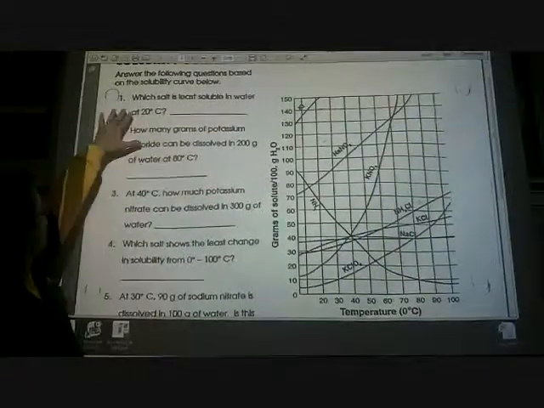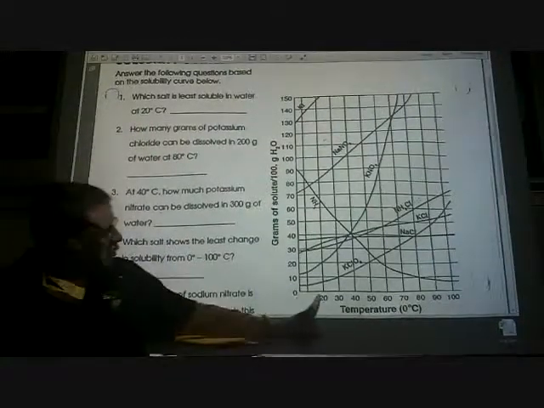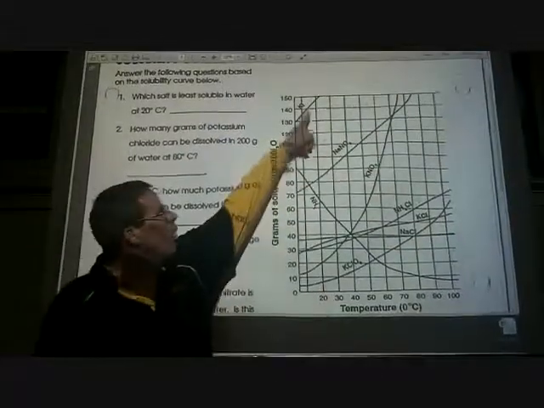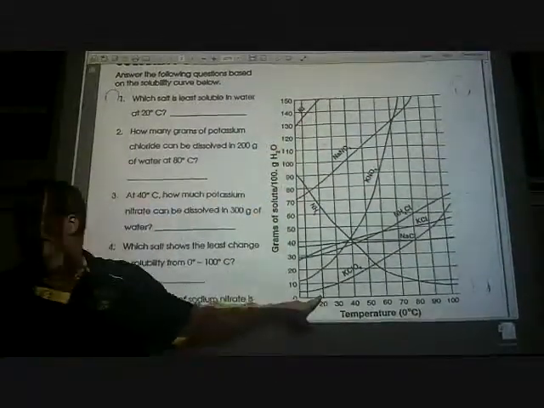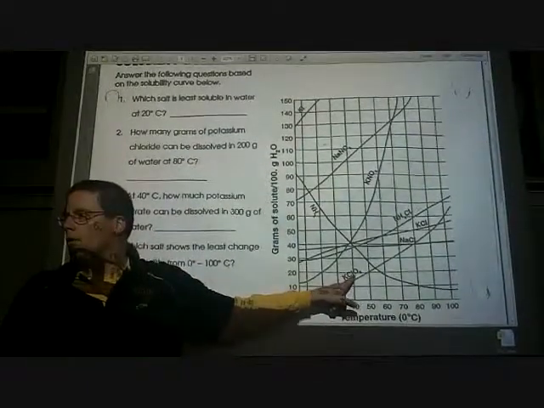Number 1 says, which salt is least soluble in water at 20 degrees? So find 20 degrees, and when you talk about least soluble, are you looking for something way up here or way down here? Way down. So whatever that is, KClO3.